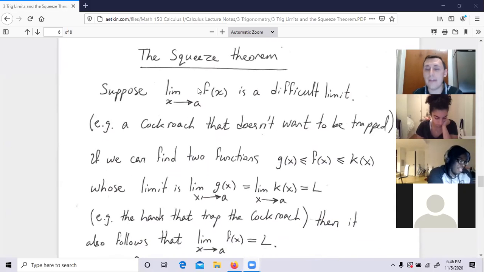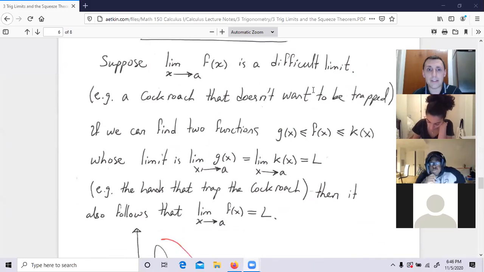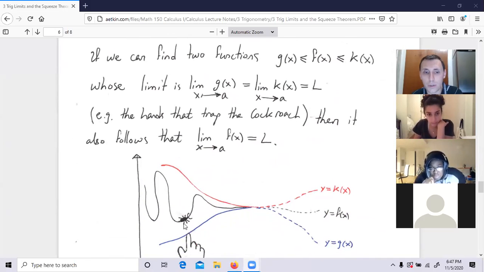Now, have you ever tried to capture a cockroach? Has it ever happened to you that you are in the kitchen and you're trying to smack down a cockroach? Well, if not, then you haven't been in my kitchen. That's why I know the squeeze theorem so very well. Imagine that you take a cockroach and you tie a pencil to it, and the cockroach is running around and tracing a curve.